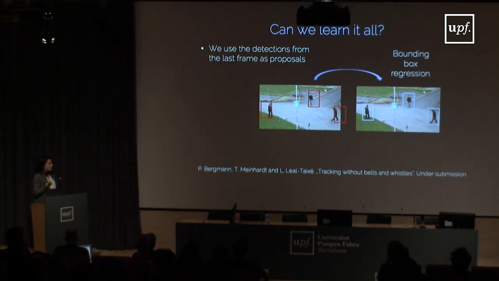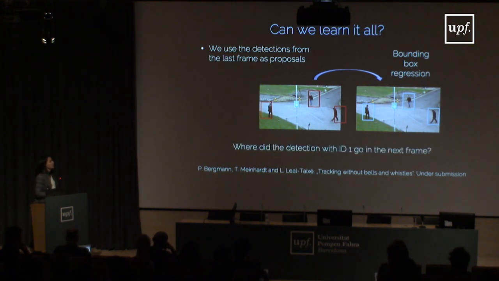So in the end, what the bounding box regression is doing is it's performing tracking. If we now take this bounding box, we know that it has snapped to this new position, we assign it the same label, so we consider it's the same person, and we have now formed a trajectory of 2 detections. And so we actually found out that the bounding box regressor was able to answer the question of where did the detection with ID1 go in the next frame. And this is essentially performing tracking.